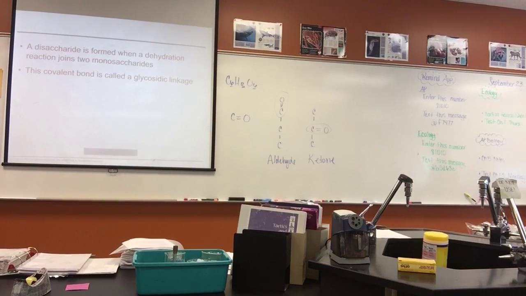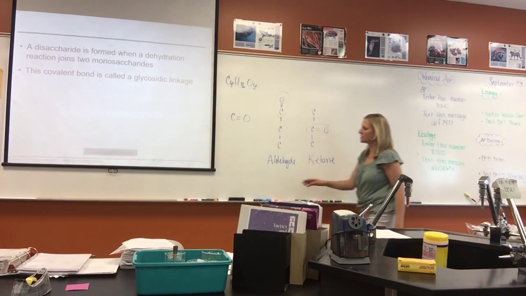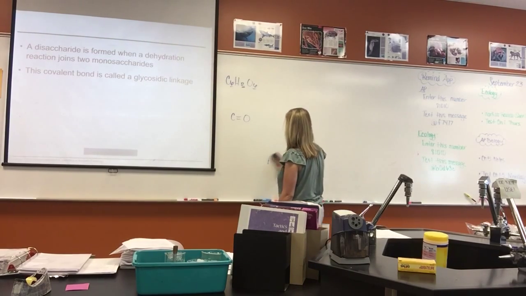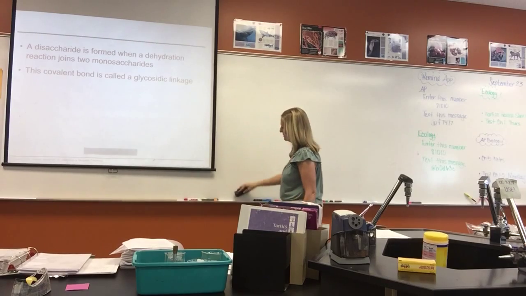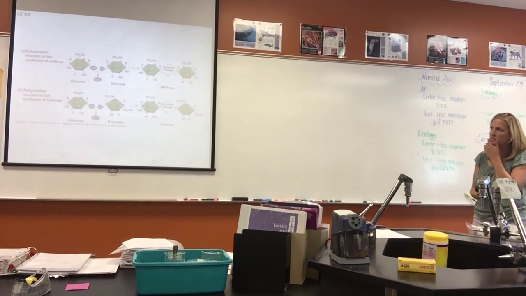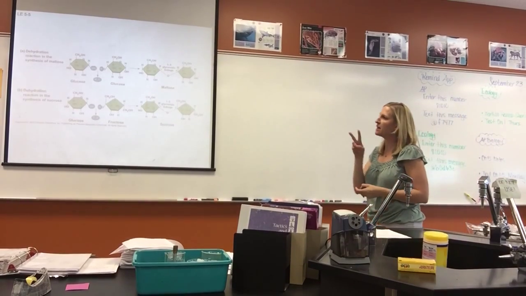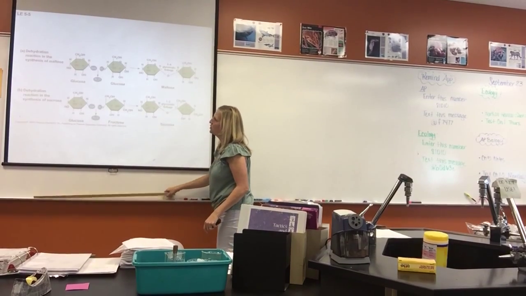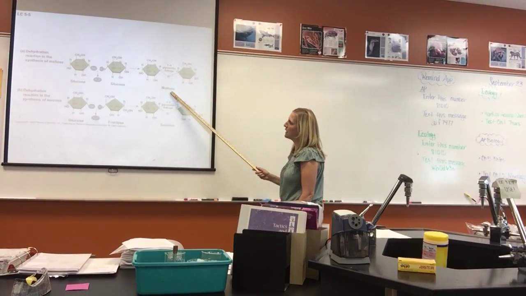So disaccharides are formed when a dehydration reaction joins two monosaccharides. And this has a special name, the bond between them. It's called a glycosidic linkage. So this picture here shows you the making of two different disaccharides. So the first row is making the disaccharide maltose.